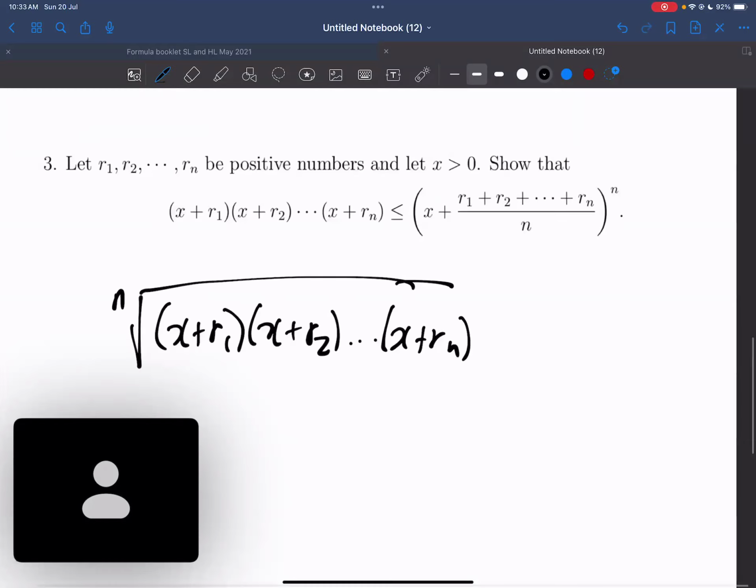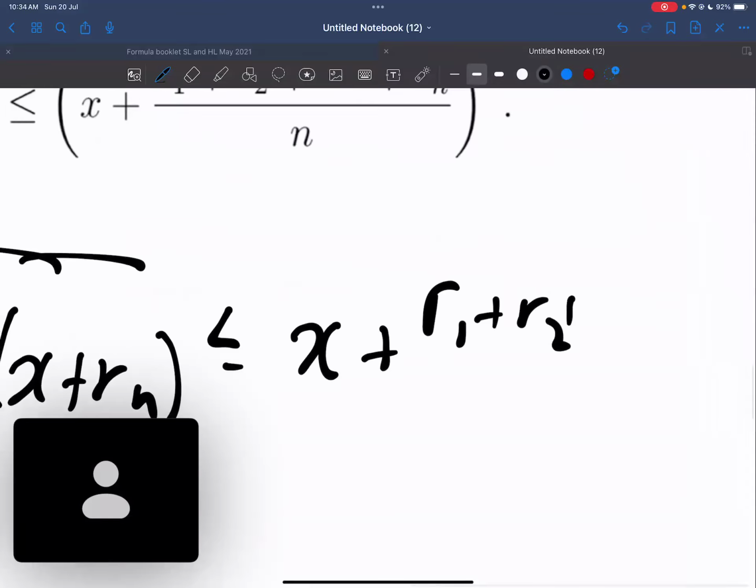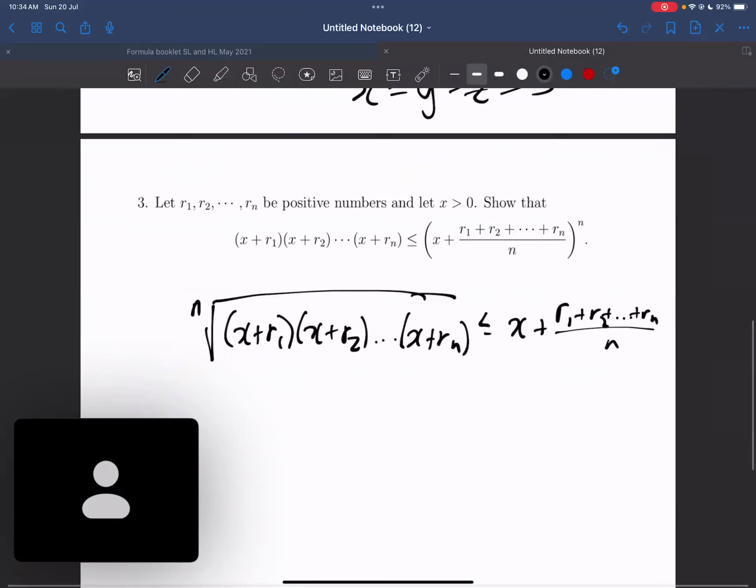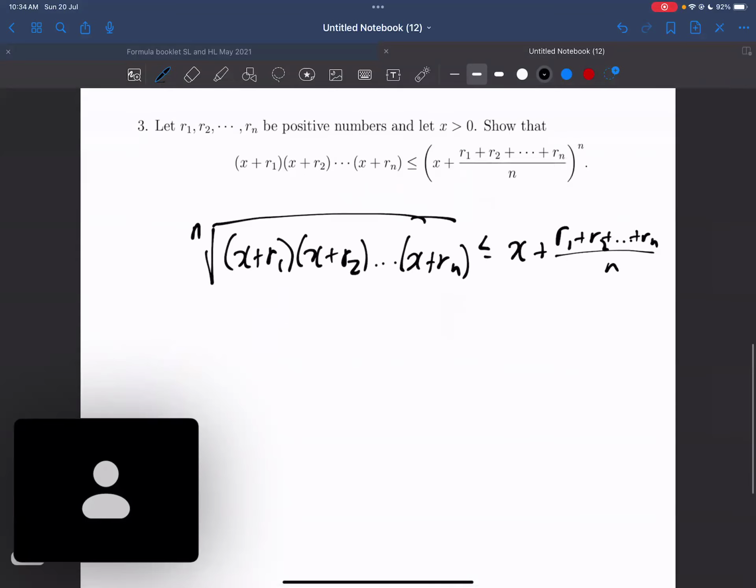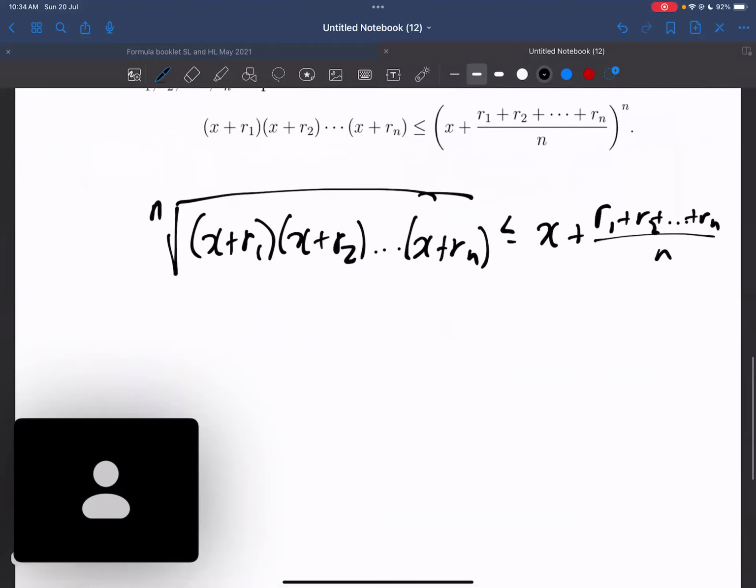And this is what we get on the left hand side. And then on the right hand side, this is just what we get, because it was to the power of n before, and now we're taking the nth root, so it gets rid of it. Okay, so now what could we do?